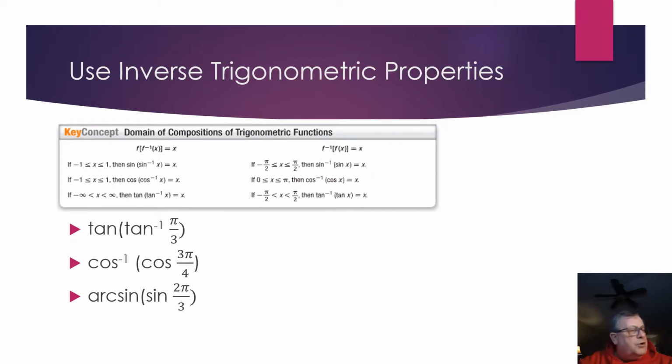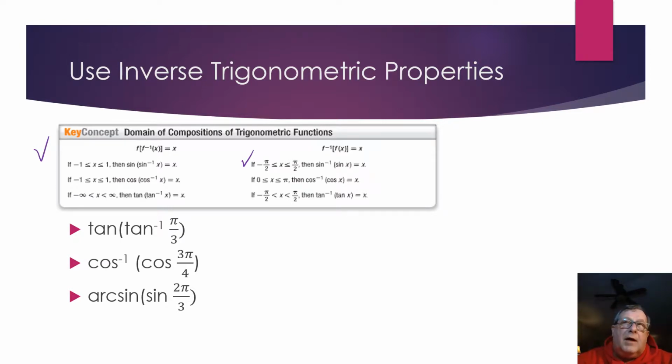Time thinking about inverse trig properties and using that to find exact values. Now, on our little chart right here, we know that in order for a sine function to have an inverse, we've got to restrict the domain between -1 and 1. And where is the sine going to be between -1 and 1? Well, it's going to be between -pi/2 to pi/2, or the right half of that unit circle. And we see that evidenced right here by the domain of the inverse sine function.